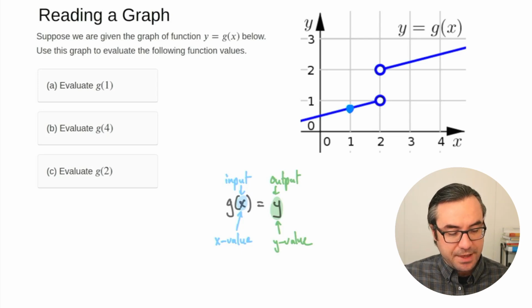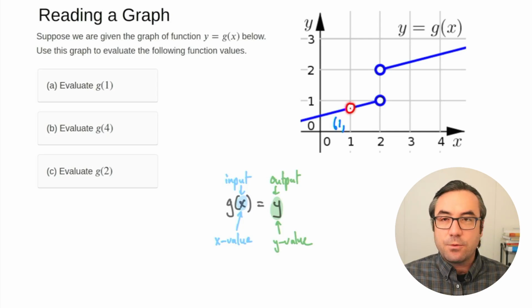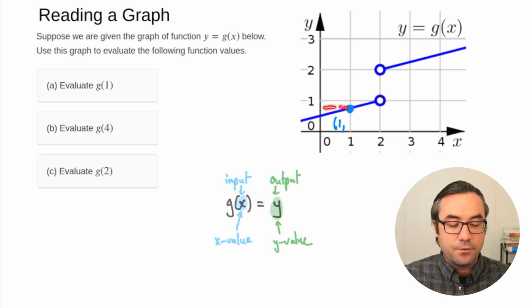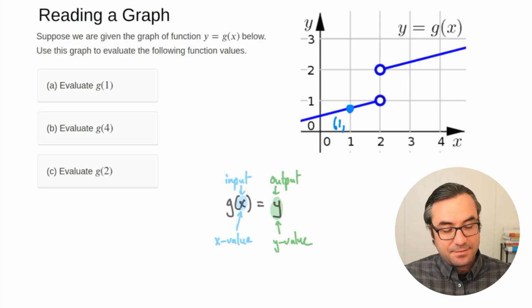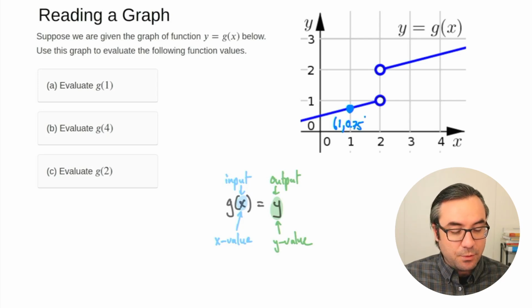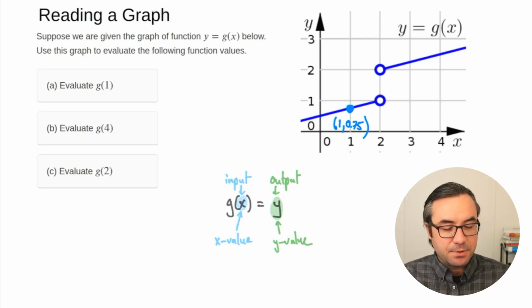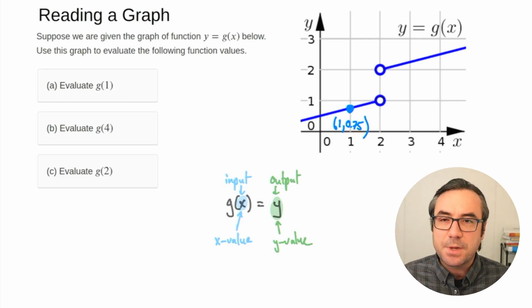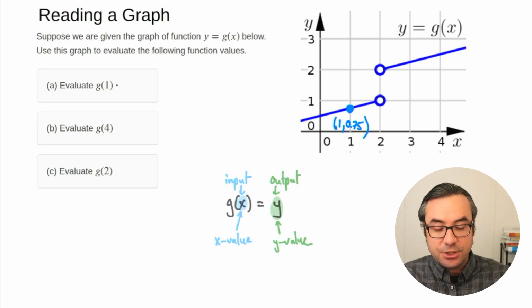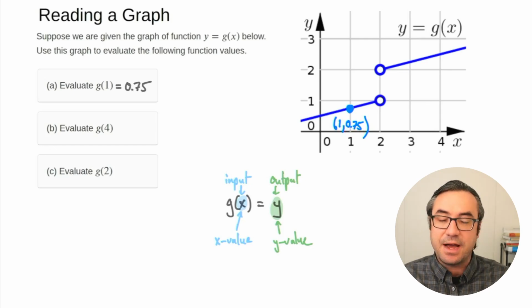And what are the coordinates for that point? Well, the x-coordinate is 1. And to figure out the y-coordinate for that point, I just read over and estimate. I would say maybe 0.75. You could maybe talk me into 0.8, maybe 0.7. But I'm going to split the difference there, 0.75. So the x-coordinate is the input of our function, and the y-coordinate is the output. So in this case, g of 1 is equal to 0.75.